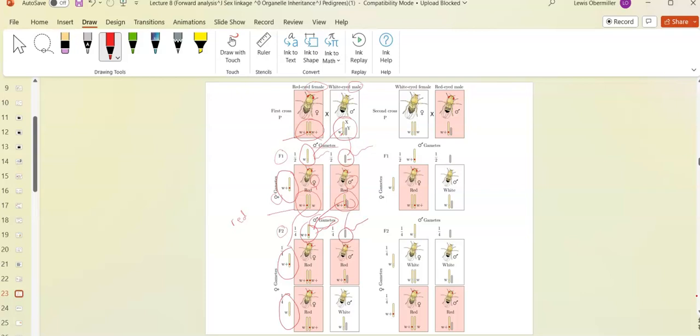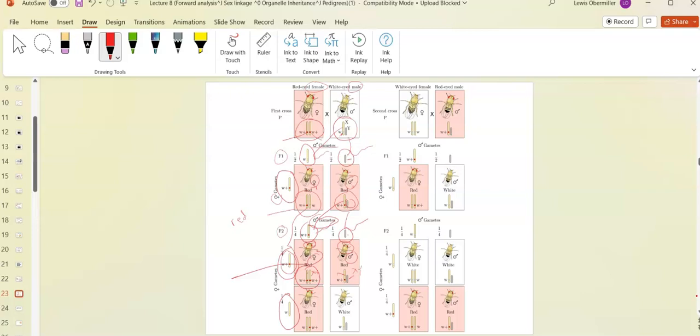And then we do the cross. It's like a standard Punnett square. So in this case, this is going to be X with both red, so this is going to be a red-eyed female. This one is going to be the X chromosome with red on it here and the Y chromosome with nothing. And so this is going to be a red-eyed male, right? Because it's XY.